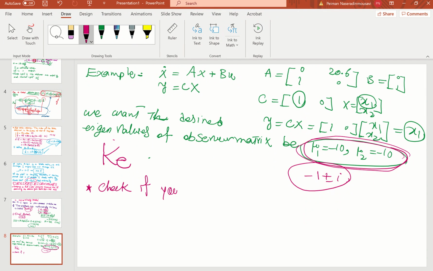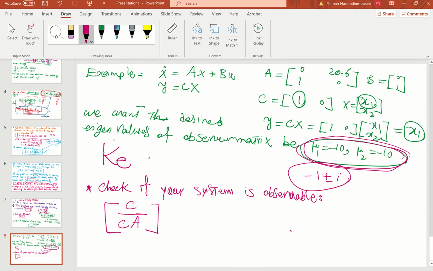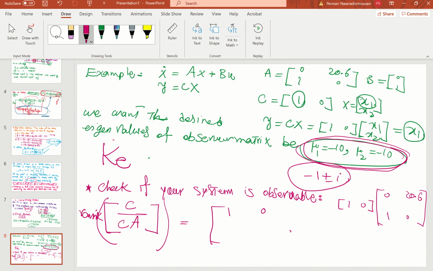First, as a control engineer, you have to check if, as I taught you, your system is observable or not. How was that? Yes, the observability matrix, C and CA. Remember this matrix, and the rank of this matrix. Obviously C is 1 0. CA, you have to multiply: 1 0 multiplied by what? 0, 20.6, 1 and 0.